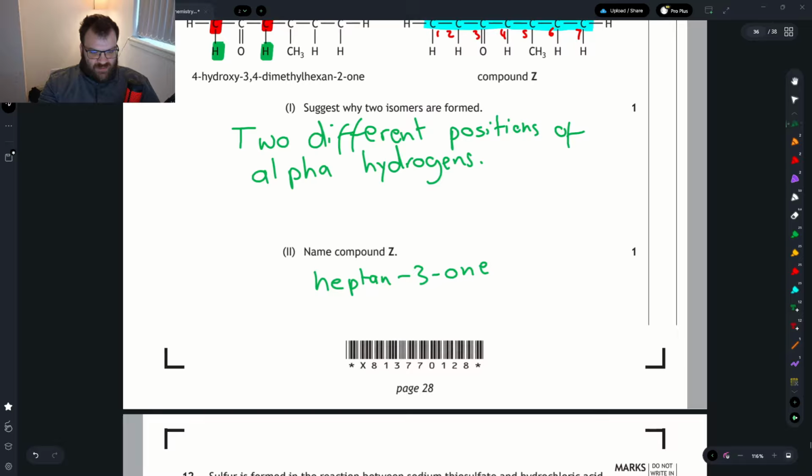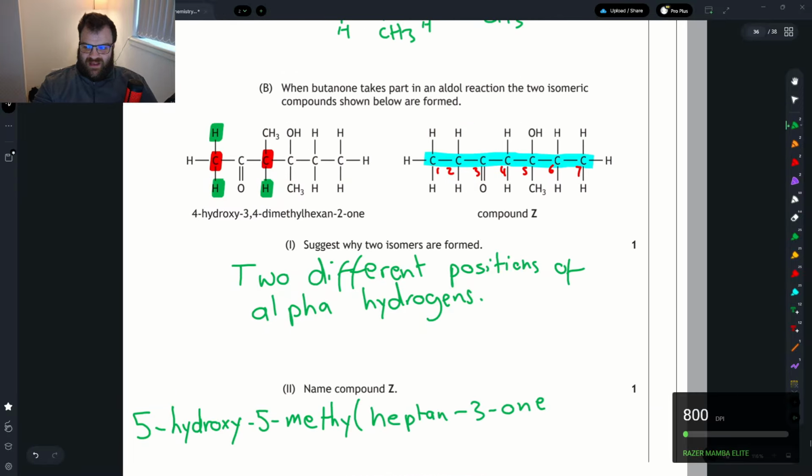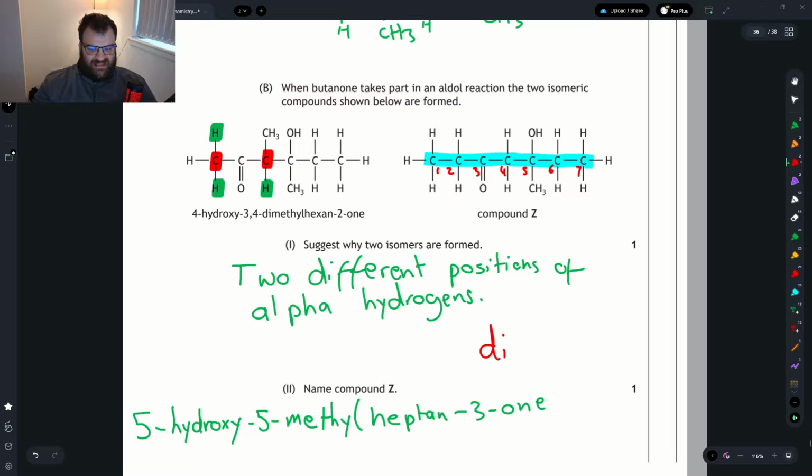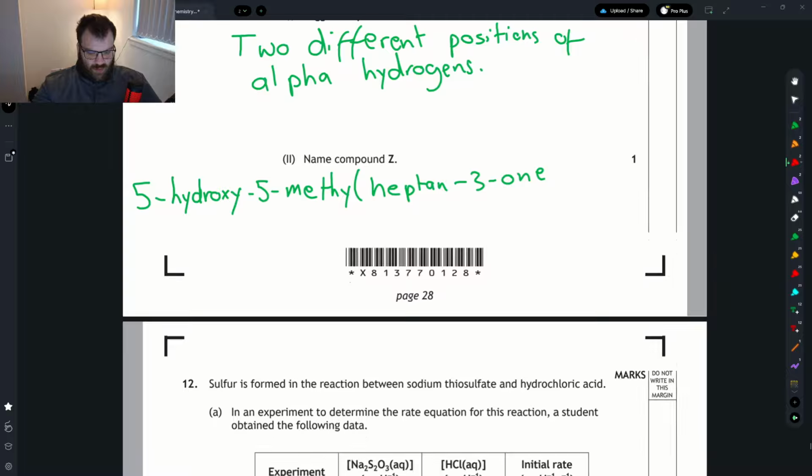When it comes to the naming, we're doing them in alphabetical order. So hydroxy comes first. So 5-hydroxy, 5-methyl. And that would work out there. It's alphabetical by name, ignoring if there was any like dis and tris, it doesn't matter. It's still alphabetical by the name of the branch that's coming off. So 5-hydroxy, 5-methyl, heptan, 3-one, all put together.